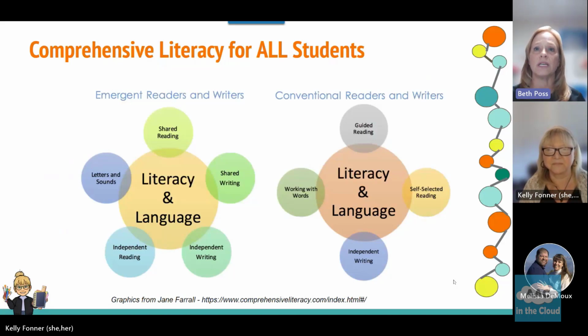That self-selected reading is a part of what emergent readers need to do as well. So think about it not as you only do this with emergent and you only do this with conventional, but that there can be a lot of fluidity and connection between those.